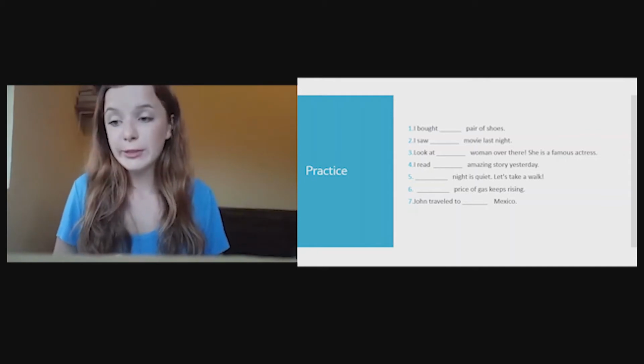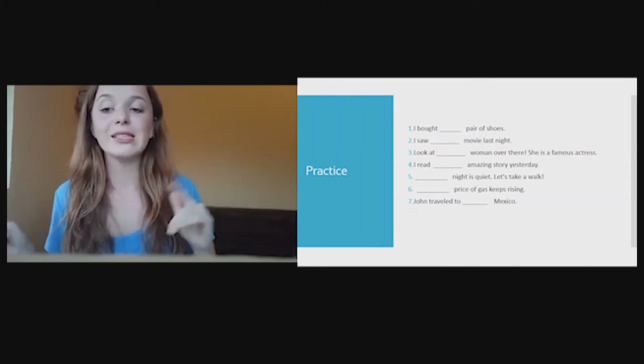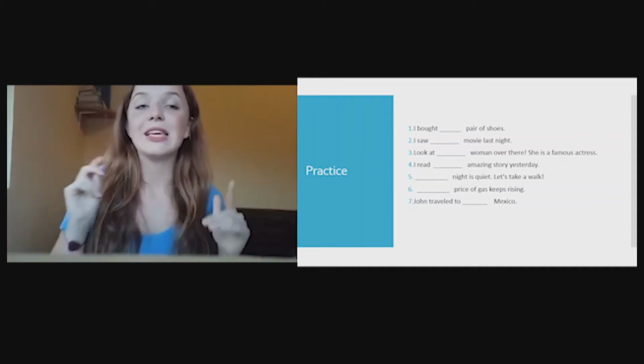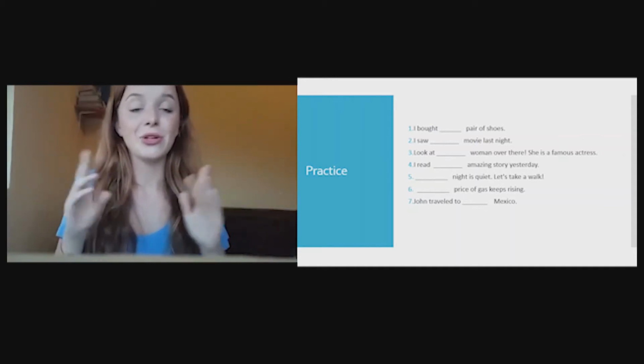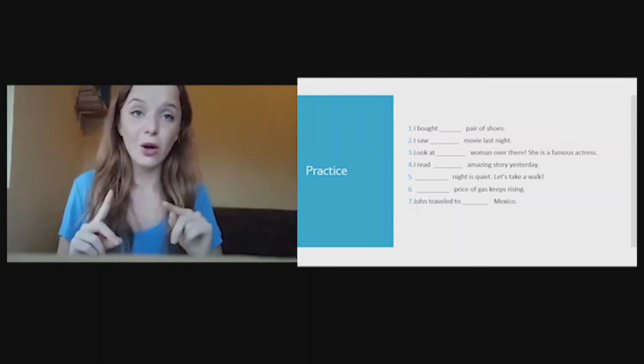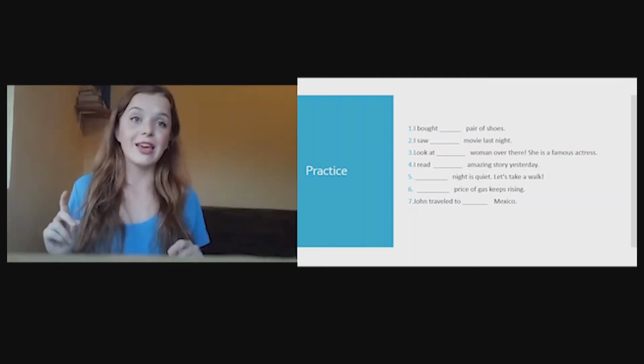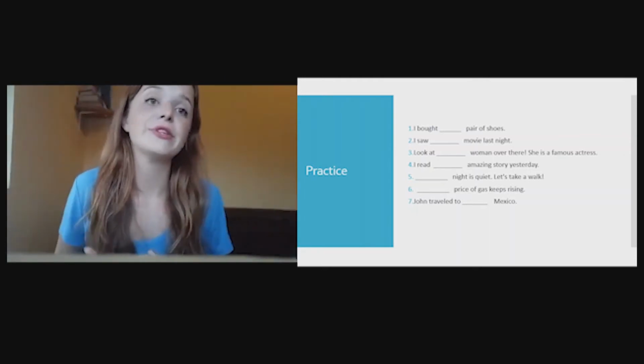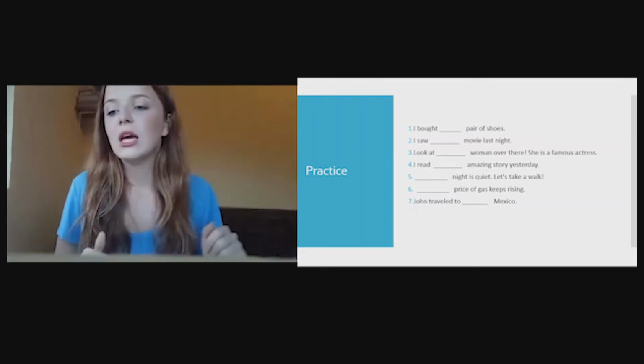I read blank amazing story yesterday. I read an amazing story yesterday. So not a, but an, because we have a vowel. And why do you use the indefinite article? Because it's again the first time you're bringing something up.